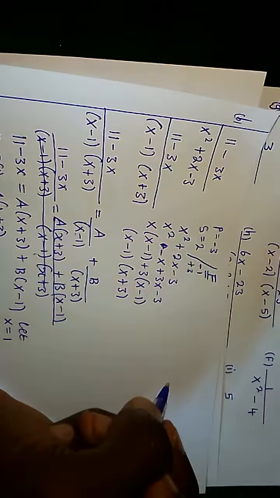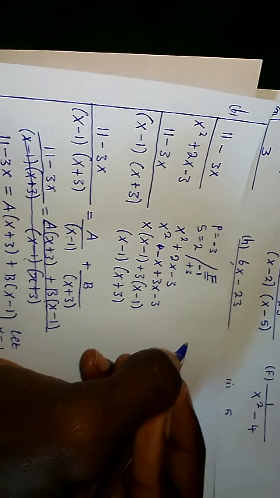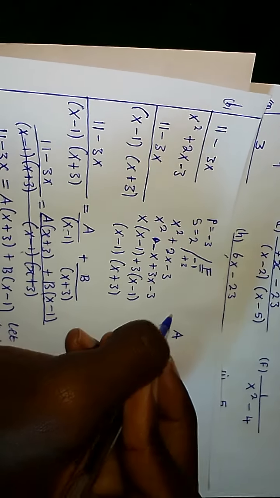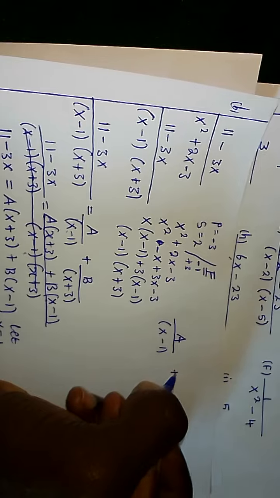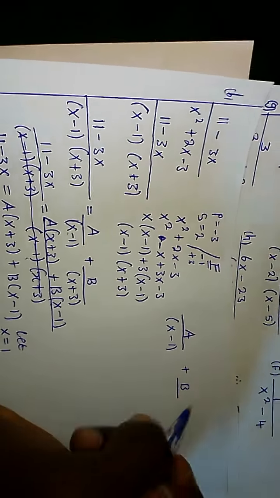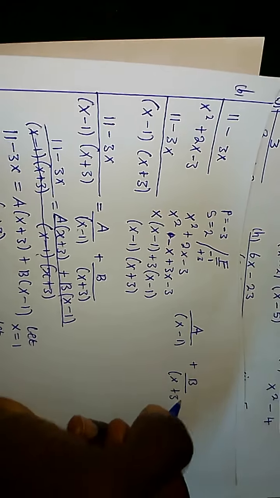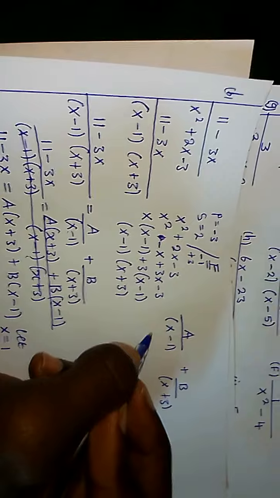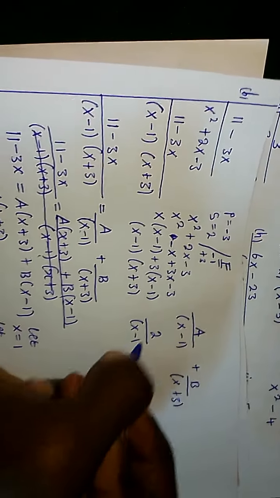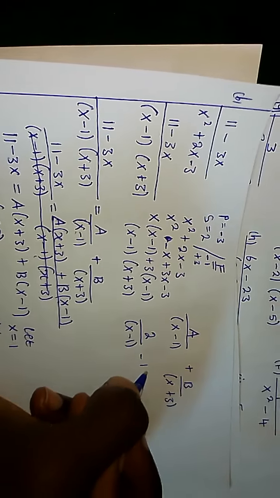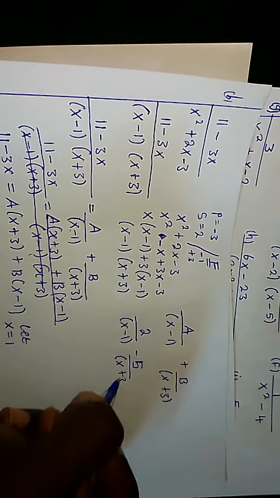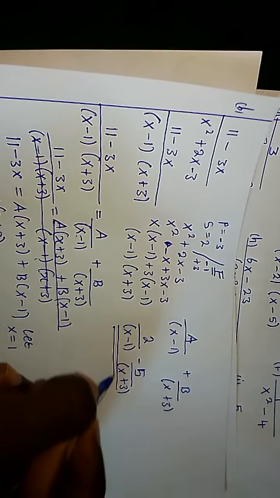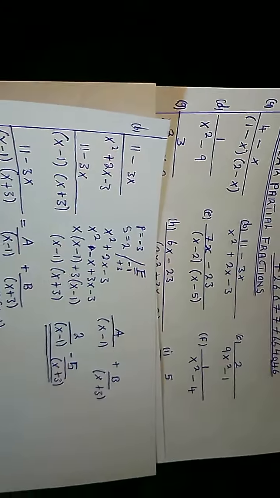Okay, so now our partial fraction was simply a over x minus 1 plus b over x plus 3. What was our a? Our a was bound to be 2 over x minus 1. Our b was negative 5, so we'll say negative 5 over x plus 3, like this. That is our final answer. Okay, so this is quite simple, right? So this is very simple.